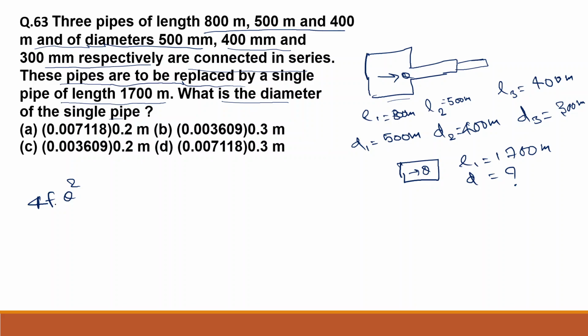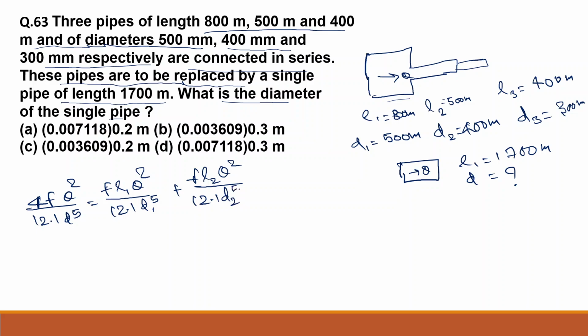4FL Q square upon 12.1 d to the power 5 is equal to F L1 Q square upon 12.1 d1 power 5 plus F L2 Q square upon 12.1 d2 power 5 plus F L3 Q square upon 12.1 d3 power 5. After that we will apply all the values, whatever the values are given.